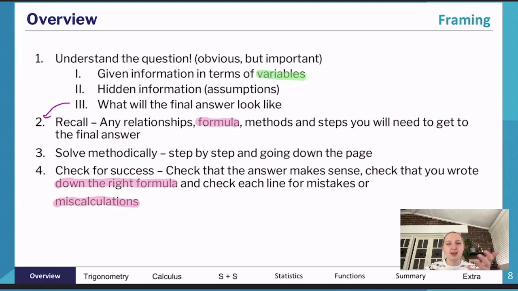I know when you're in an exam, it can be super stressful. And if you're not thinking properly, you might accidentally write down 4 plus 7 is equal to 12 instead of 11.